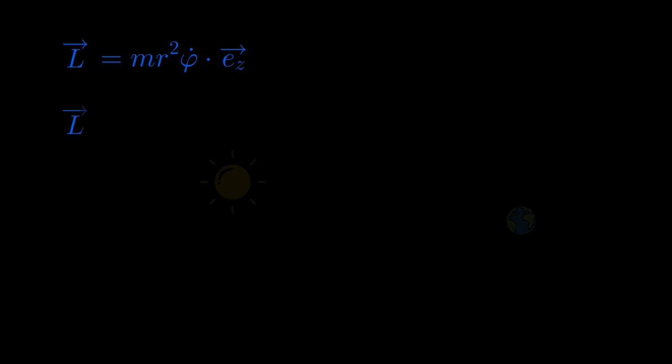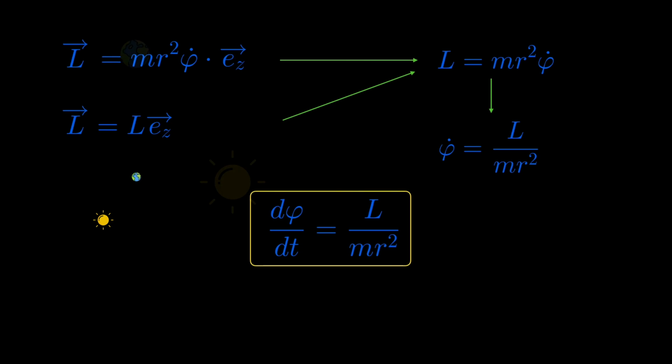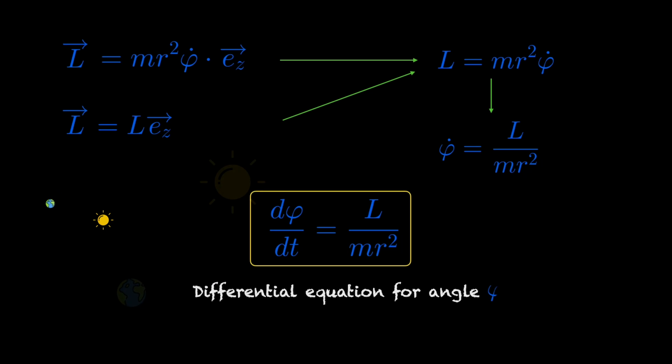We can write the scalar part of the angular momentum as L without an arrow. This scalar L is constant for the whole period of the planet moving around the Sun. So we can treat this L like a constant similar to the energy or the gravitational constant. This way we can rewrite the angular momentum to get an expression for phi dot. And this expression will help us to simplify the energy in a couple of moments. It also gives us a differential equation for the time development of the angle phi. In this differential equation, r is the only thing depending on time.